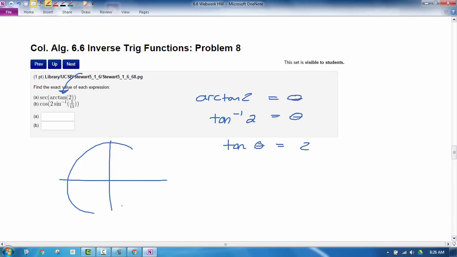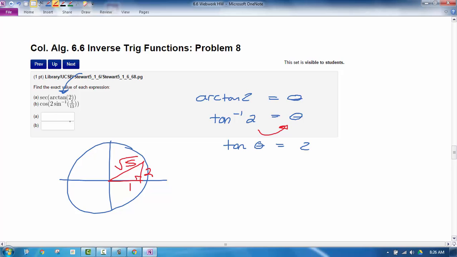Now, I'm going to draw a reference triangle that satisfies that. That reference triangle would have to be in the first quadrant. I know that because the range of the inverse tangent on your formula sheet is negative 90 to 90. So the values that I get out have to be between here and here. And the tangent in this case is positive, which means that sine and cosine must be positive. So it needs to be in the first quadrant right here. It's opposite over adjacent. So the hypotenuse would be the square root of 5 with the Pythagorean theorem.